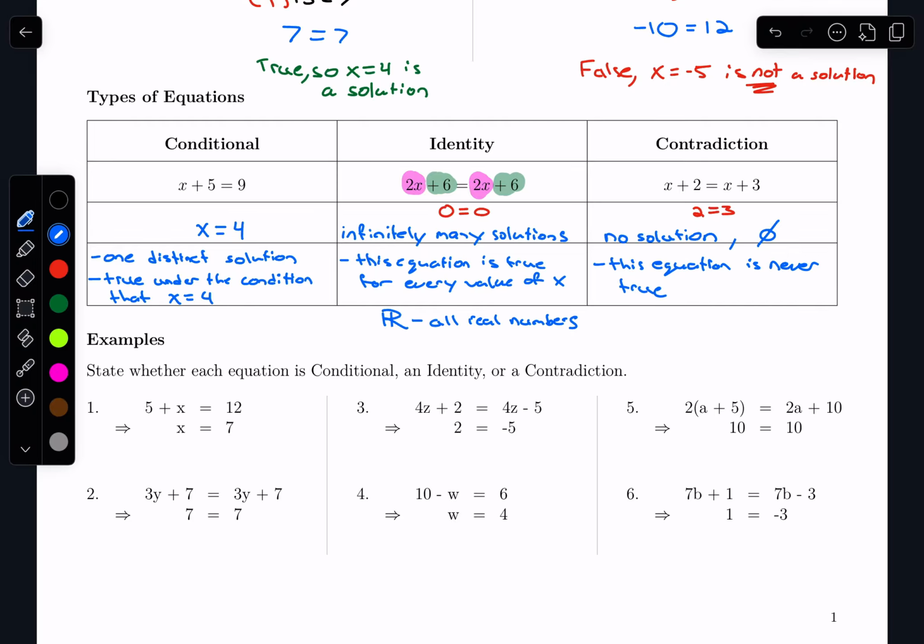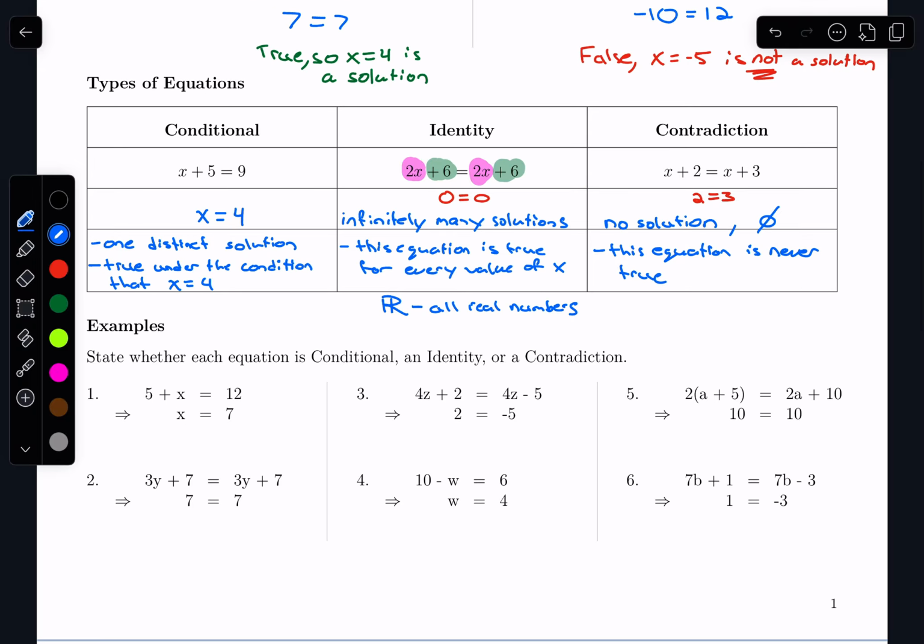All right, down below, we're just going to recognize a few of these and just label them as conditional, identity, or contradiction. In the first problem down there, we have 5 plus x equals 12. When we try to solve that, we would get x equals 7. Notice there's nothing wrong with this. This is what we expect. X equals a number, and so this is a conditional statement where we say this equation is true under the condition that x is 7.